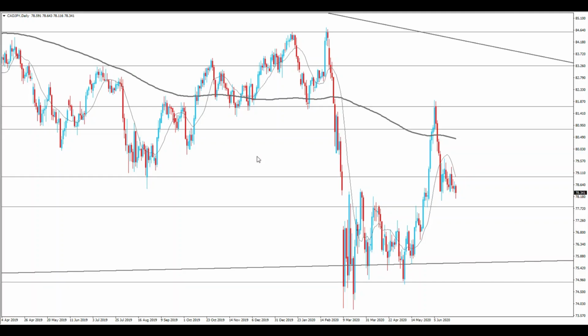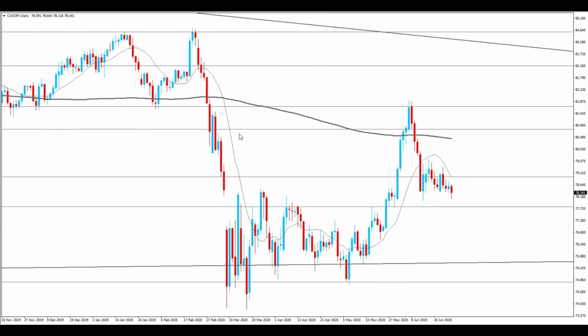Okay, so for CAD JPY on the daily, you can see that price is still in this region here, and it still hasn't gone anywhere since last week. So if we zoom in, you can see that price has still stayed in this range. It's still stuck on this support level here. So we're expecting price to keep respecting that support level and give us a move to the upside.